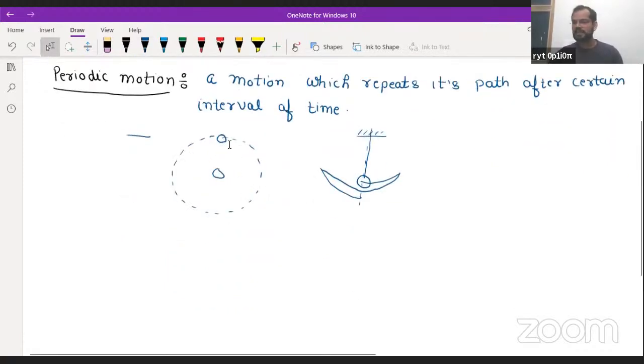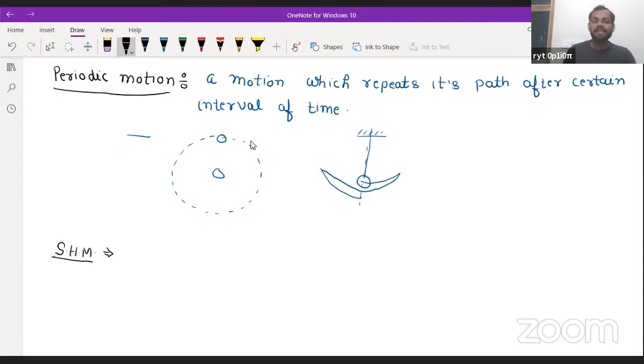Okay, Prashant. So Prashant answered that it is the motion produced at a certain interval of time. Very good, Prashant. So now we will discuss how simple harmonic motion is different from periodic motion. Is it okay? So next is simple harmonic motion, or generally we call it SHM. I hope that you are aware of this term, SHM.